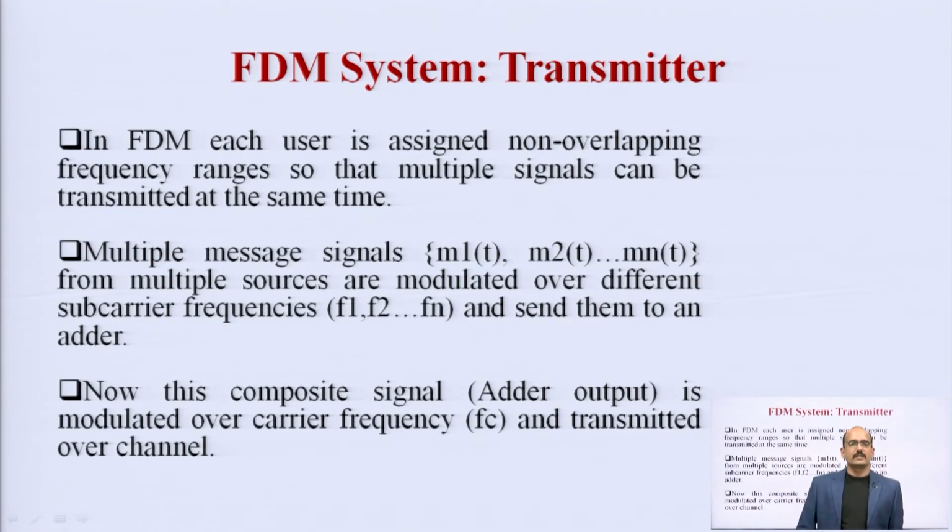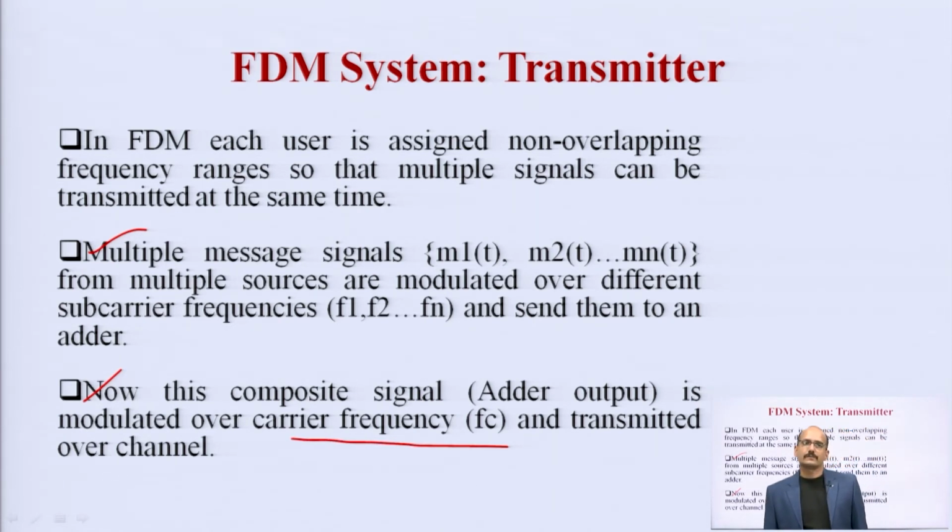Then the FDM system transmission description, which is the same discussion I already covered: in FDM each user is assigned non-overlapping frequency ranges so that multiple signals can be transmitted at the same time. Multiple message signals M1(t), M2(t), Mn(t) from multiple sources are modulated over different subcarrier frequencies F1, F2, Fn and fed to an adder. The adder gives us the composite signal, and that output composite signal is modulated over a carrier frequency of Fc and transmitted over the channel.